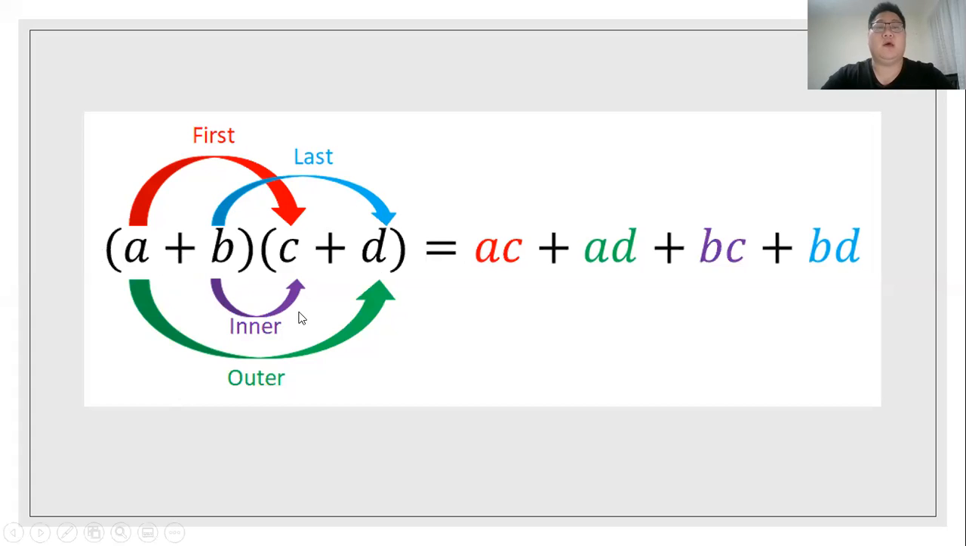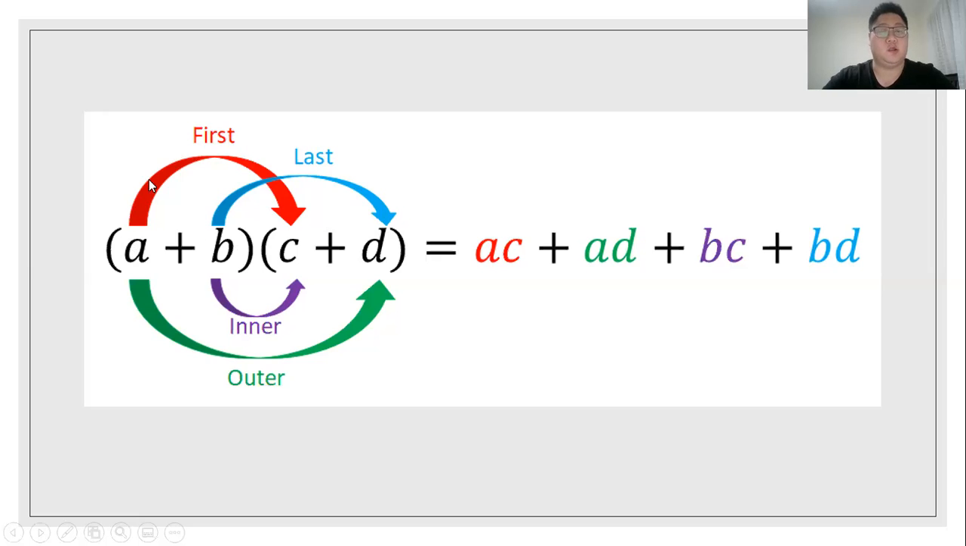We generally have binomial factors in the form of two brackets. It'll be a plus b and c plus d, or it could be minus as well. Whatever a, b, c and d may be, it could be any number. So FOIL stands for first, which is your F, outer, which is your O, inner, which is your I, and L, which is your last.